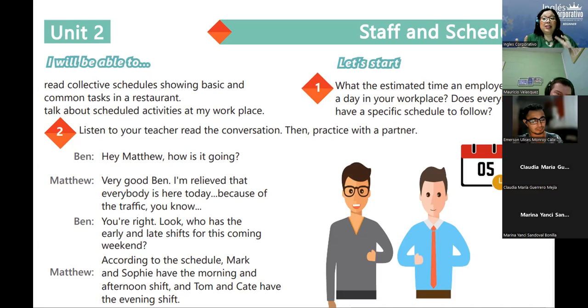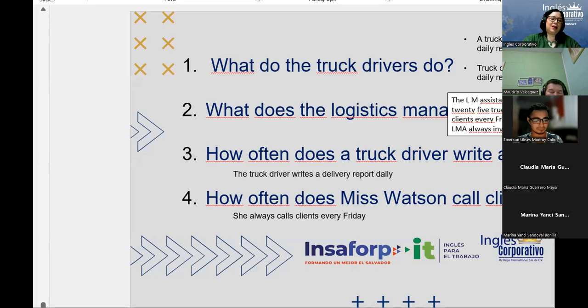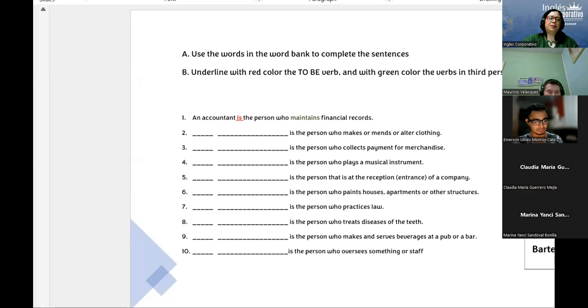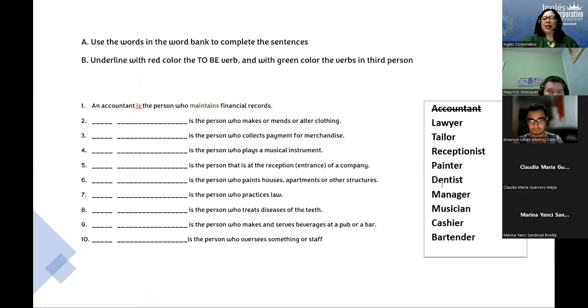Okay, then. Each person has their own schedule, their own tasks to do. Let's use these professions or occupations and say what everybody does. For example, an accountant is the person who maintains financial records. Let's define what each person does, the activities, the tasks. Let's read the instructions. Use the words in the word bank to complete the sentences. Underline with red color the to-be verb and with green color the verbs in third person.